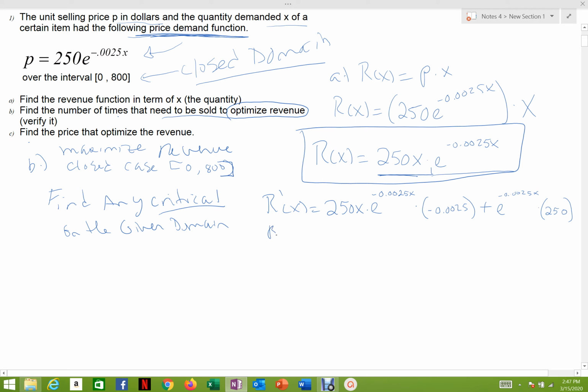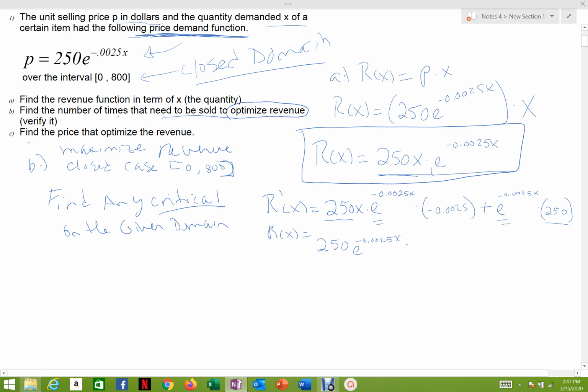I am going to simplify this because I know I'm going to find the critical value, which means setting it equal to 0. So I'm going to factor. I've got a 250 that I can factor out of each term. I have an e I can factor out. And remember, that will always happen with e because the way the derivative of the e works is you always have the same function there every time. So pull 250 out, pull that e term out to the front.